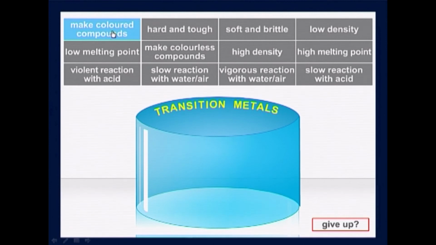Just now I said that transition elements do form colored compounds. Soft and brittle: this is of course not a property of a transition element, because transition elements are not soft, they are very hard, and they are not brittle. And therefore, out of these properties you have to select, drag and drop the property into this. If you do not know, let us find the answer.